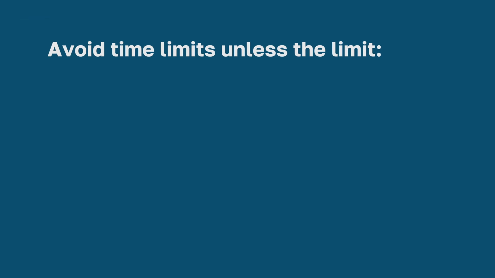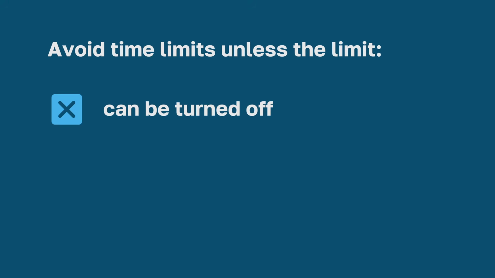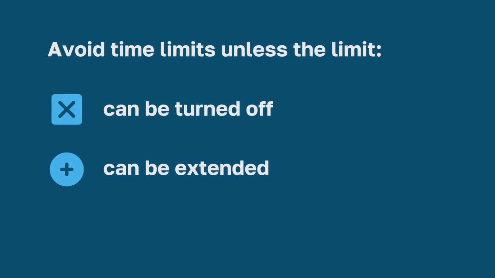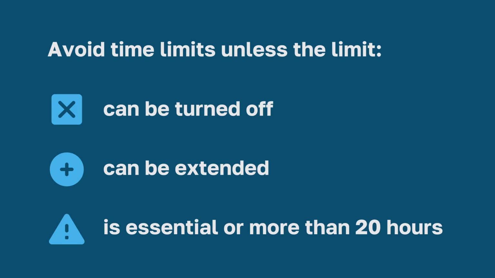If you've implemented a time limit for certain functionality, you'll need to make sure one of these is true. The user can turn off or adjust the time limit. The user is warned before the time ends and is allowed to extend the time limit. Or the time limit is essential or longer than 20 hours. Then that's also fine.